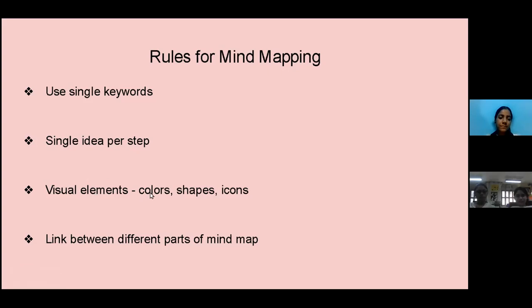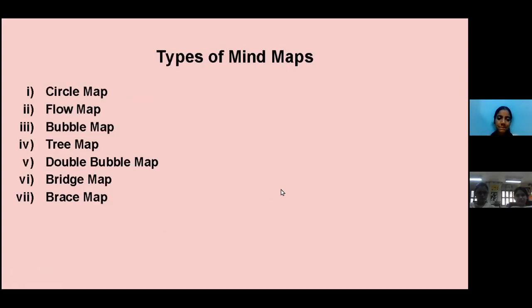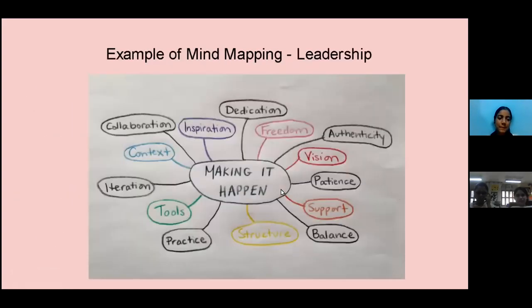Next. Visual elements like colors are there, shapes are there, icons are there. Yes or no? Different colors are there. See, some are in blue color, some are in green, some are in black, some are in dark navy blue, some are in pink, some are in red, some are in yellow. So there is a different color combination for this. Okay, so this is also one rule.